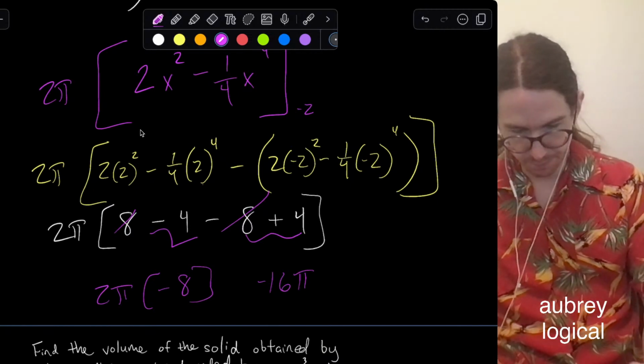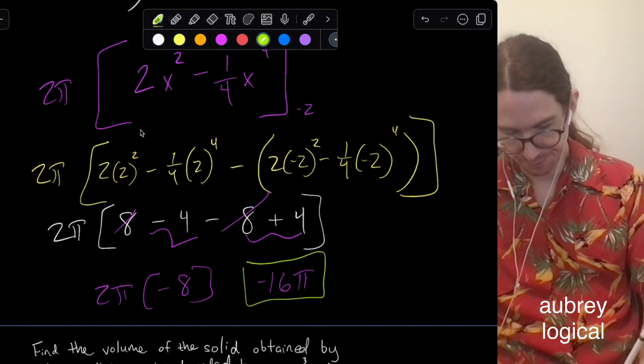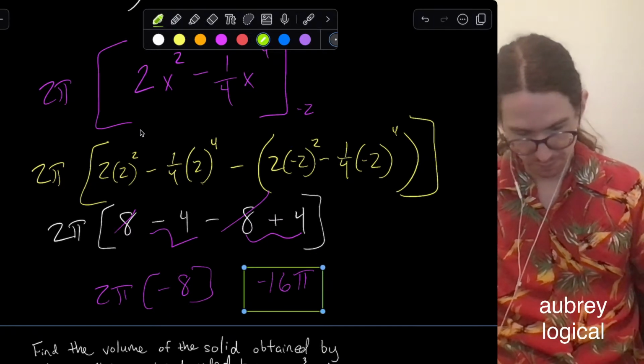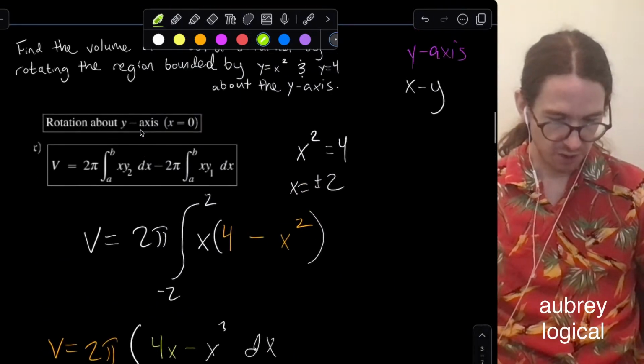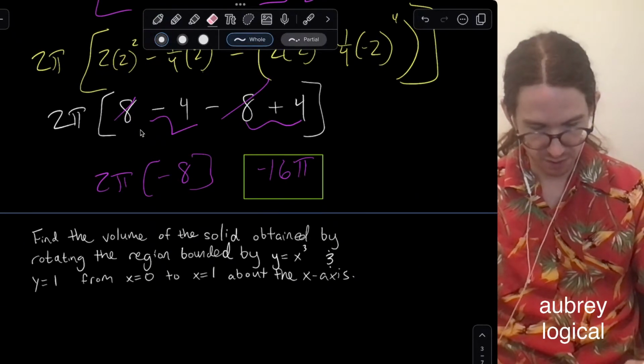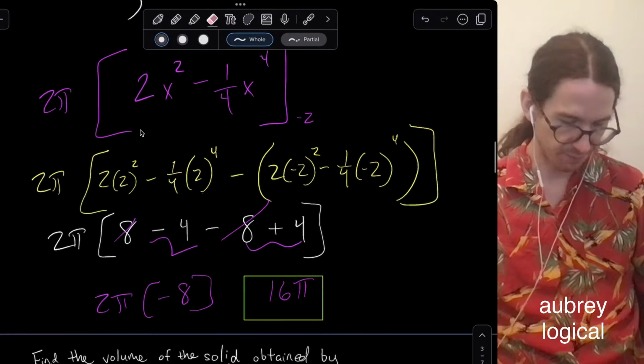Well, I don't know. Volume can't be negative though, so we can just probably change that to positive.